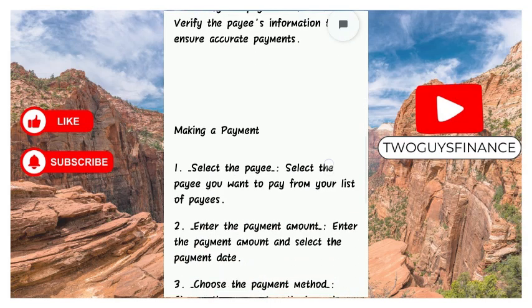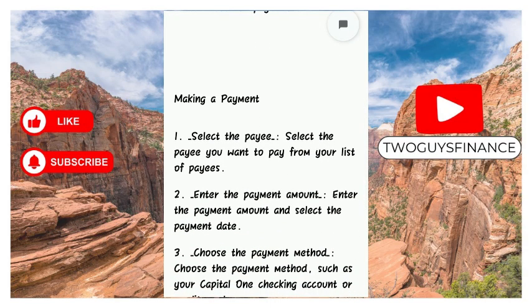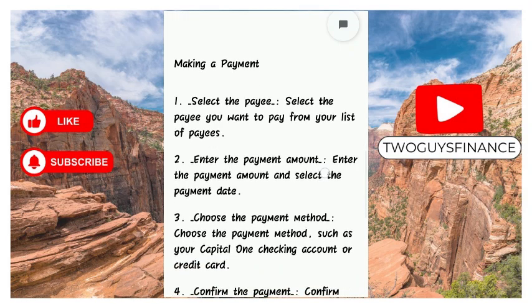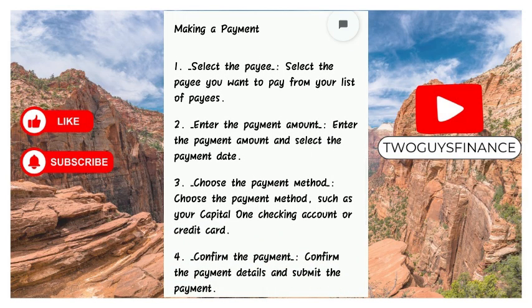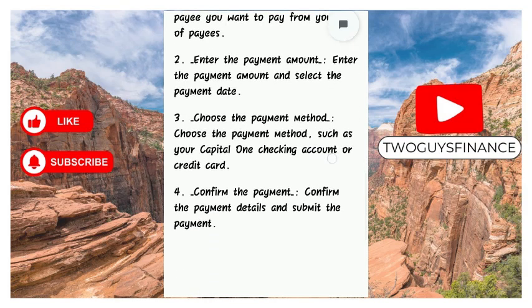Now, on making a payment, what you want to do is select the payee you want to pay from your list of payees, and then enter the payment amount and select the payment date. And now just choose the payment method. That could be your Capital One checking account, or it could be your credit card. And then once that's settled, just confirm the payment details and submit the payment.